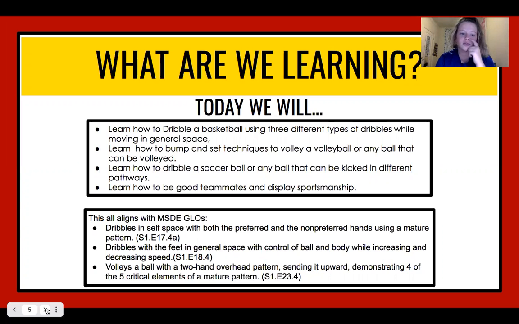This all aligns with MSDE grade level outcomes. Dribbles in self-space with both the preferred and the non-preferred hands using a mature pattern. Dribbles with the feet in general space with control of ball and body while increasing and decreasing speed. And volleys a ball with a two-handed overhead pattern, sending it upward, demonstrating 4 of the 5 critical elements of a mature pattern.